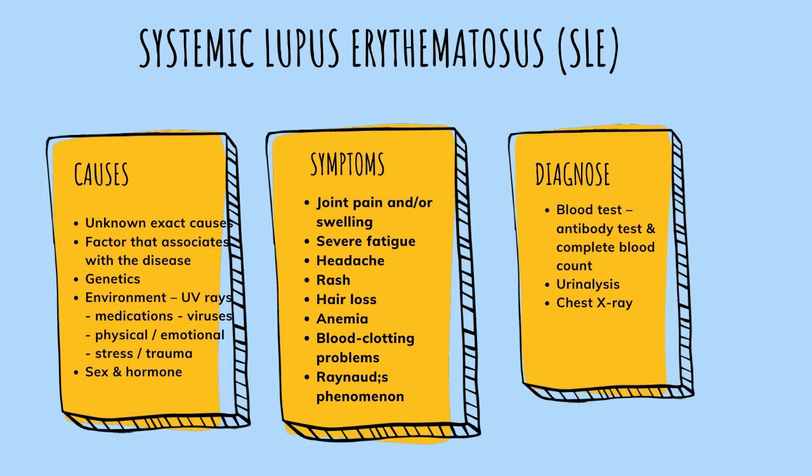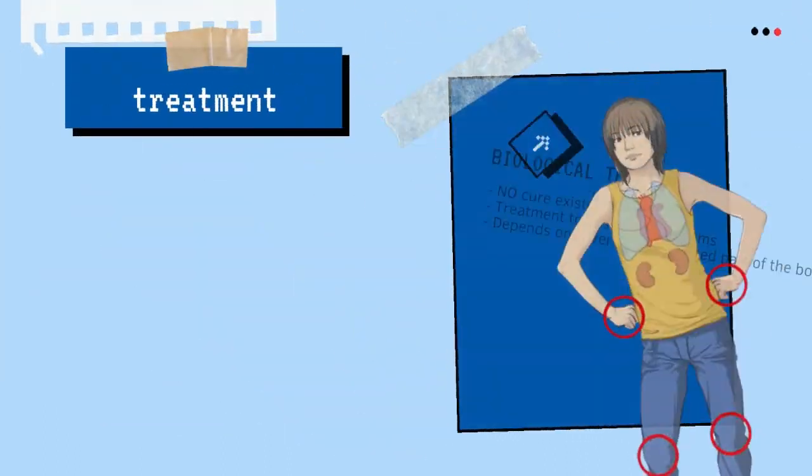As for diagnosis, there is no exact diagnosis to detect SLE, but the doctor usually runs a blood test such as an antibody test and complete blood count. The doctor also will do a urinalysis and chest x-ray.